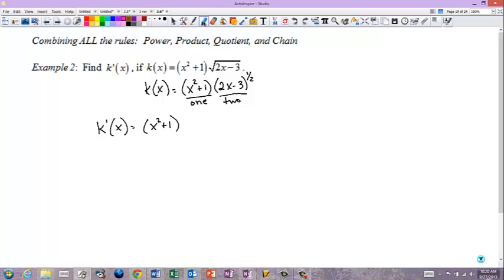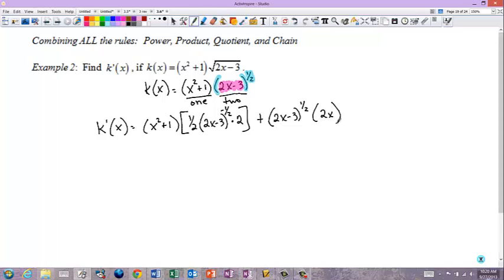I don't know if you recognize, here's my outside function, and 2x minus 3 is my inside function. So, derivative of the outside would be 1/2, leave the inside alone, to the negative 1/2, times the derivative of the inside is 2. So that's 1 d2 plus 2x minus 3 to the 1/2 d1. The derivative of x squared plus 1 is just 2x. And we can leave that.